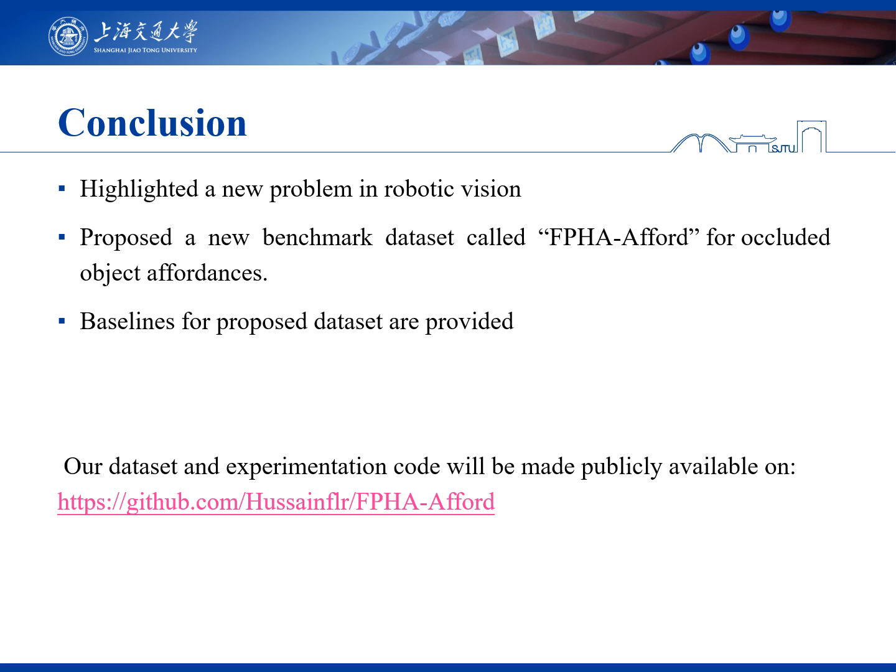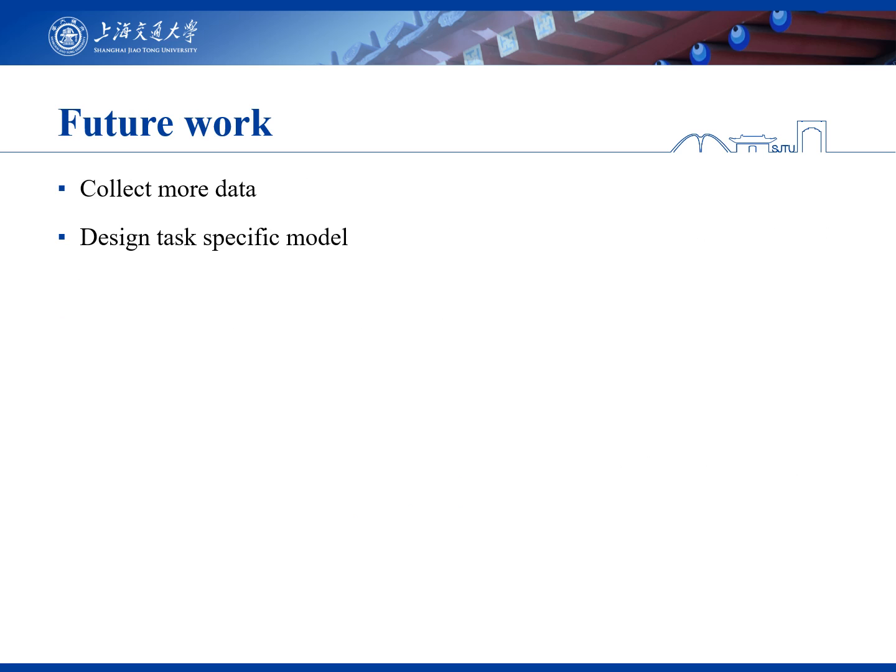In conclusion, we highlighted a new problem in robotic vision, proposed a new benchmark dataset, and provided baselines for our proposed dataset. Our dataset and experimentation code will be made publicly available at the GitHub link given below. In future, we aim to collect more data and design a task-specific model for human-object robot interaction.